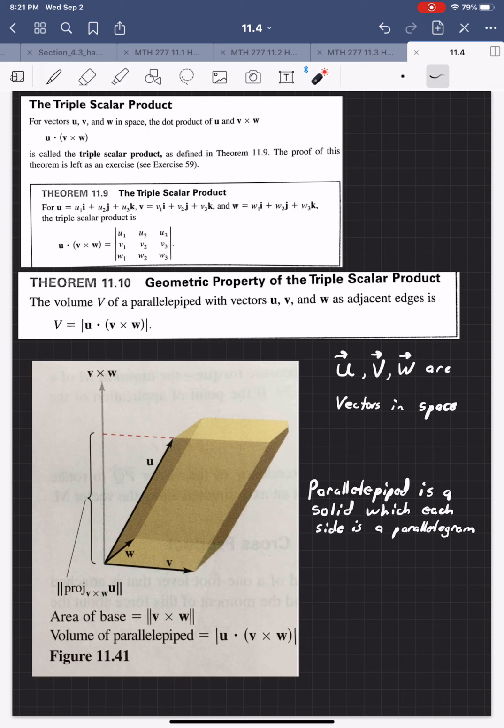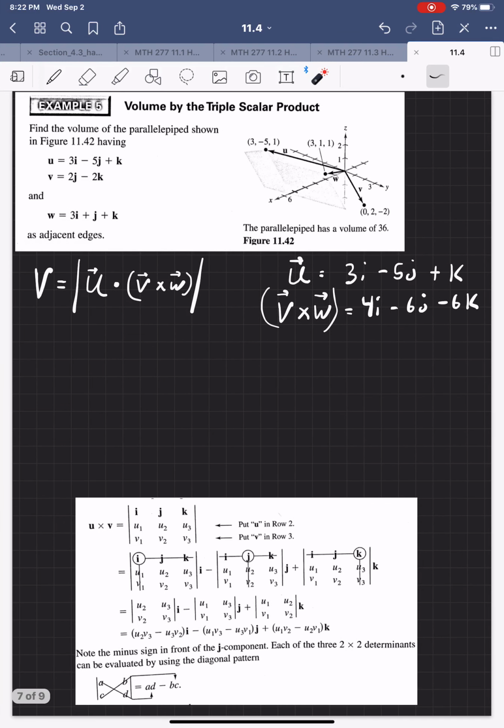But what if you want to know the volume of this solid? Now notice how the employment of a cross product and a dot product can help you find the volume of that solid. So that's the last thing that we're going to do, and we're just going to do this quickly. You're going to take a cross product. That's going to produce a vector, and then you're going to dot product that with u, and of course that's going to produce a single value, a scalar. So that's what's happening here.